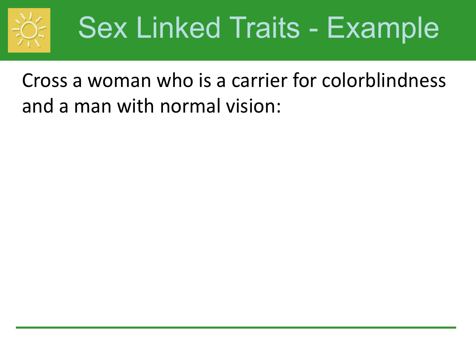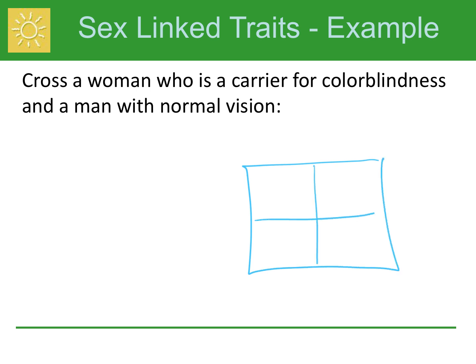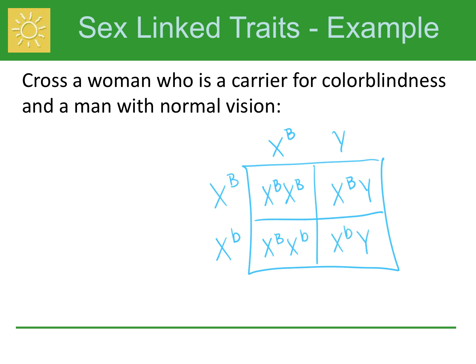Okay, this time we're going to cross a woman who is a carrier for color blindness and a man with normal vision. All right, so the woman is still XX, and if she's a carrier, she'll be big B, little b. And the man is XY, and he has normal vision, so he'll be big B. So top left, we get X big B, X big B, X big B, Y. And then the bottom, we get X big B, X little b, and then X little b, Y.